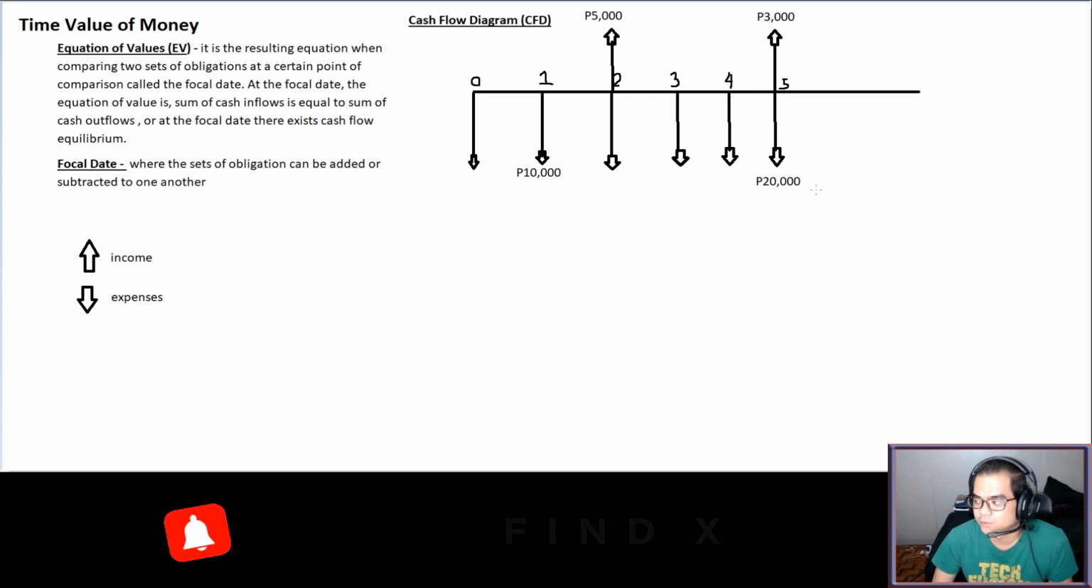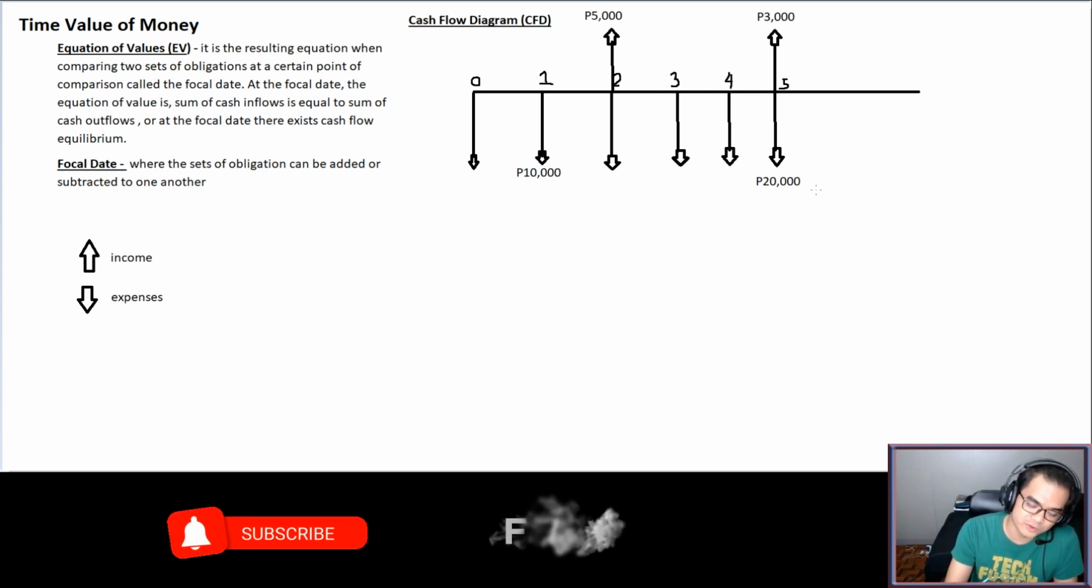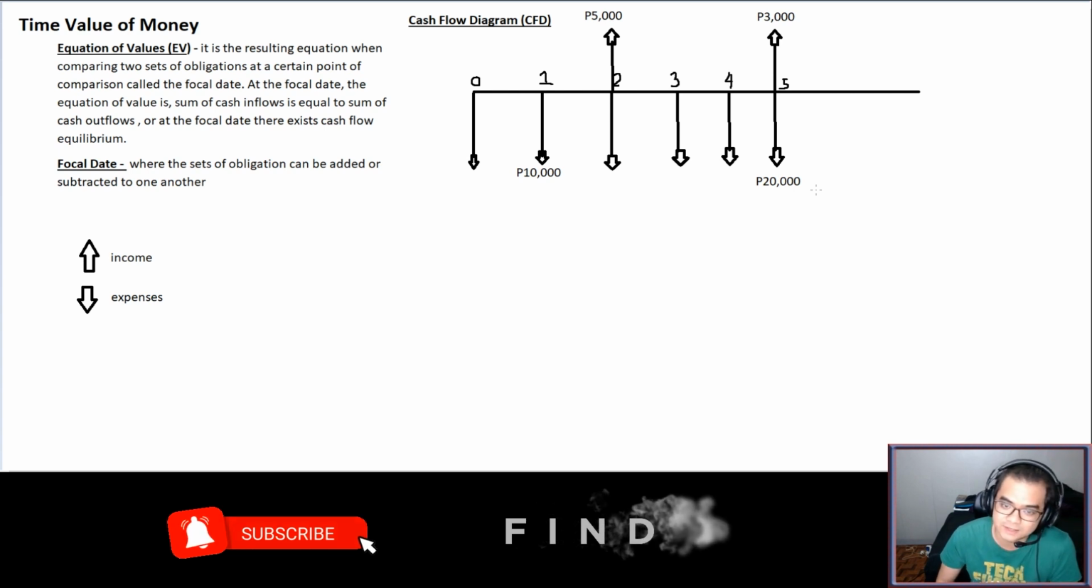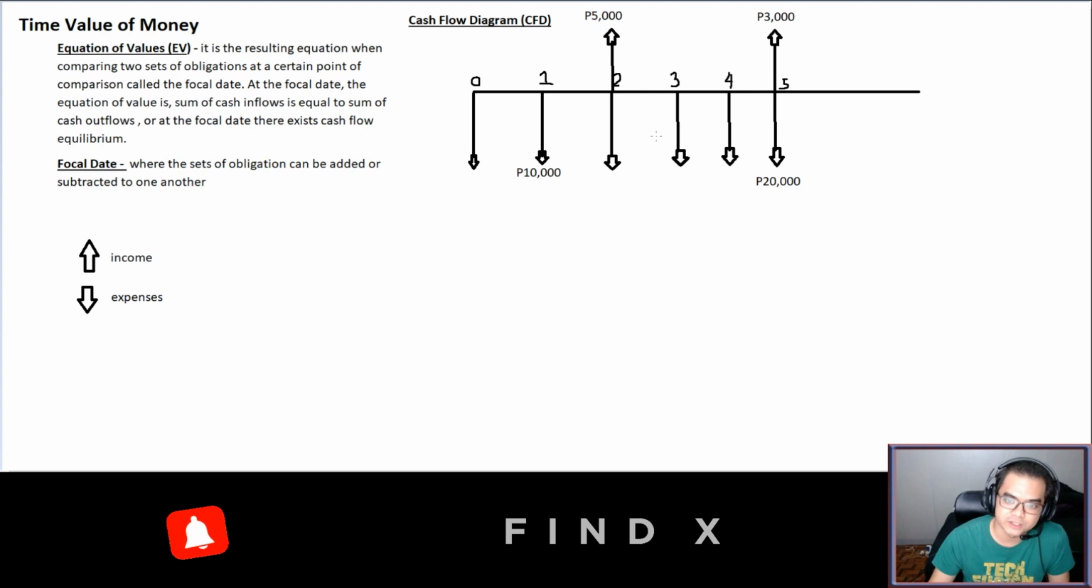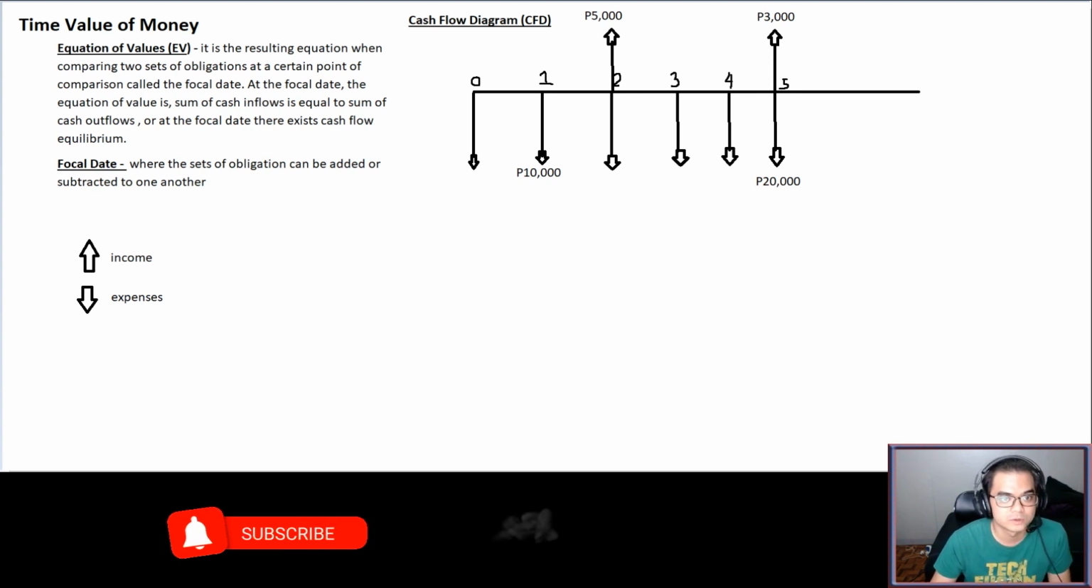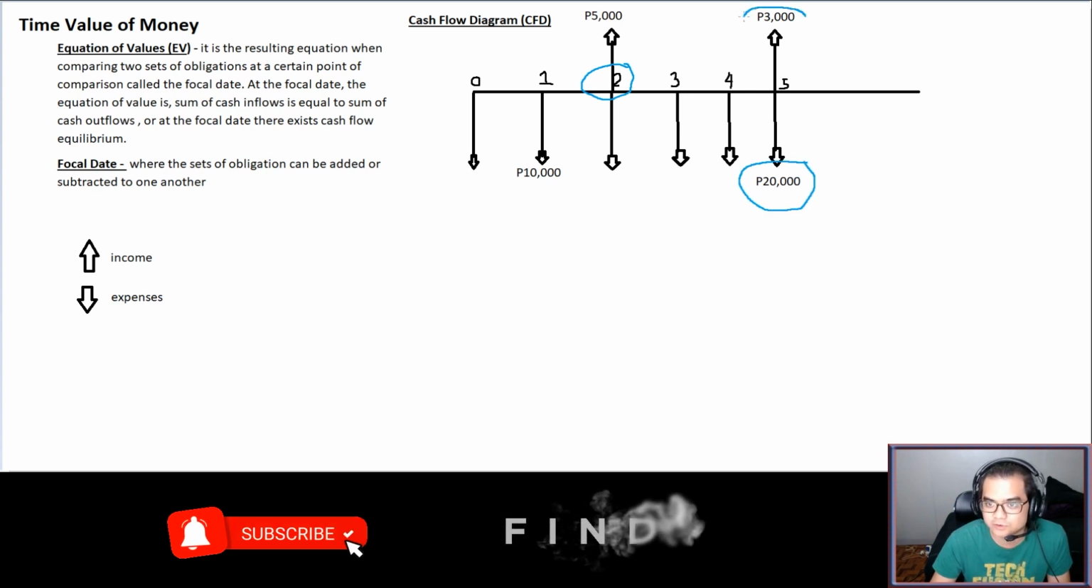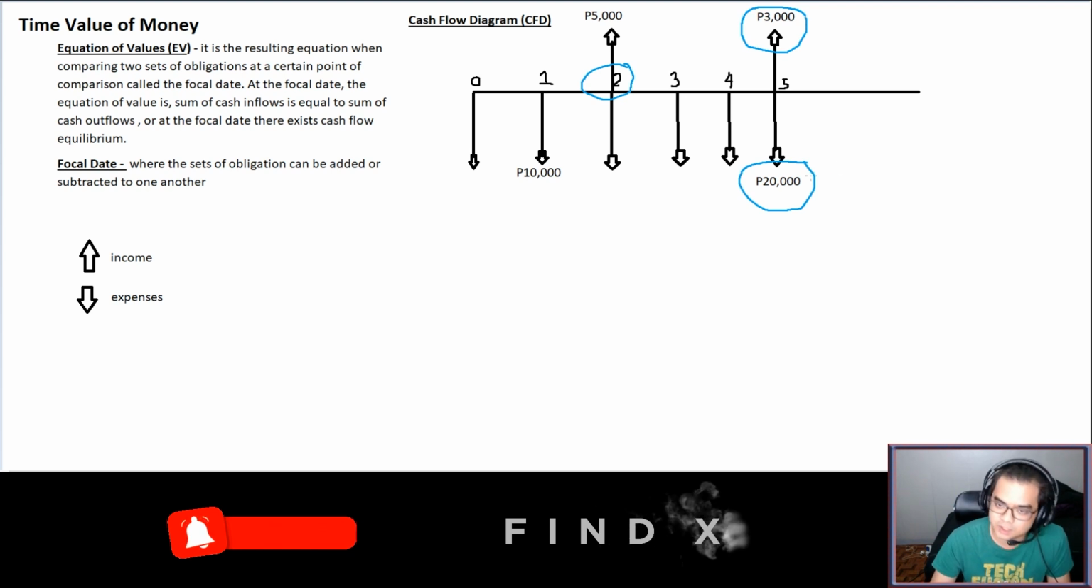As you can see, at year one we have an expense of 10,000. For year two, we have an income of 5,000. And for year five, we have an expense of 20,000 and also an income of 3,000.